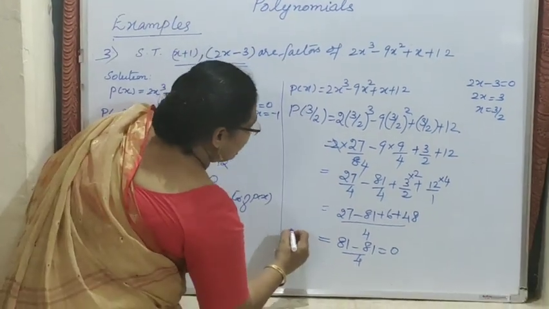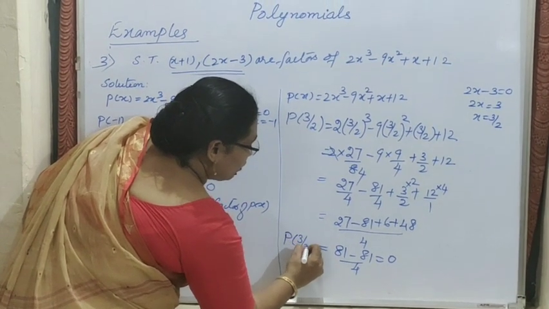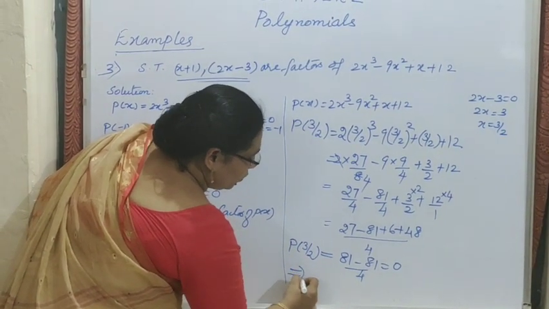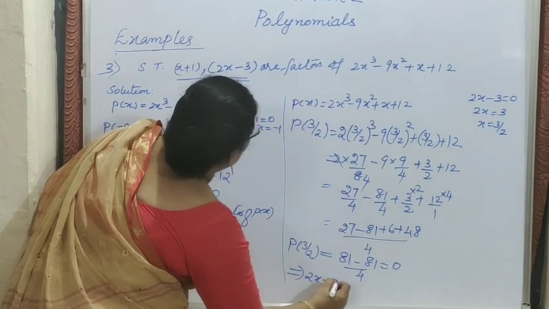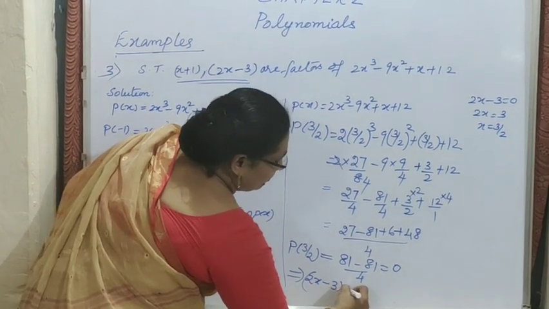So what is the conclusion here? P of 3 by 2 is also, we are getting 0. This shows that 2x minus 3 is the factor.